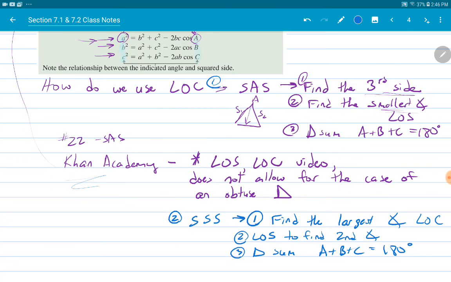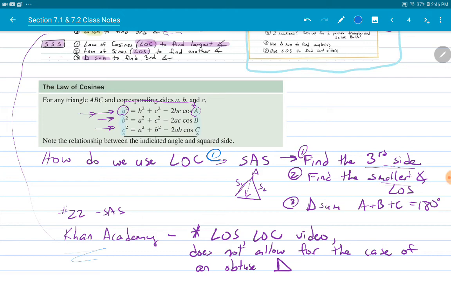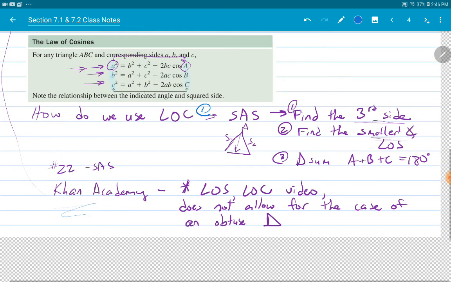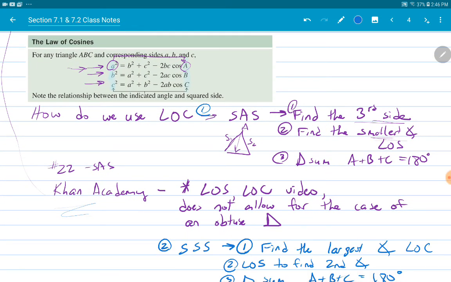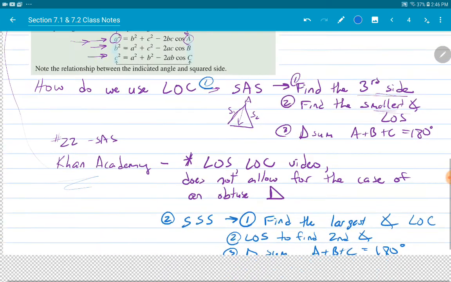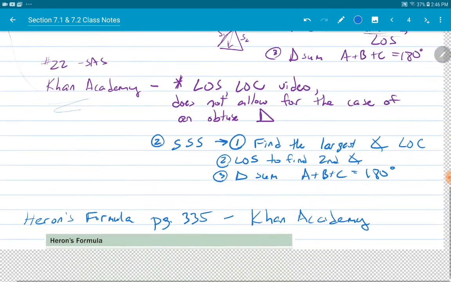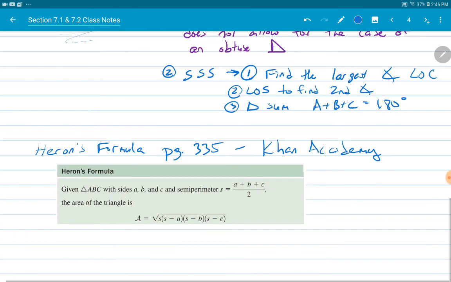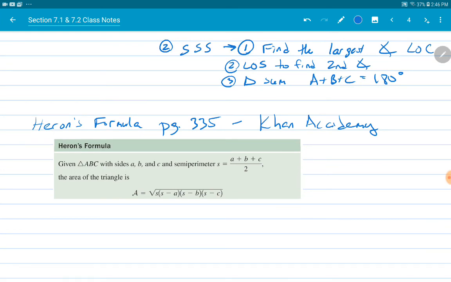So a couple different things we're doing today in 7.2. We're looking at the law of cosines for those 2 different triangles. When we do those 2 different ways of doing it, make sure you avoid that ambiguous case by being careful about which order you solve for the angles. And then the last thing is using Heron's formula to solve for the area of a triangle when I'm given 3 sides.